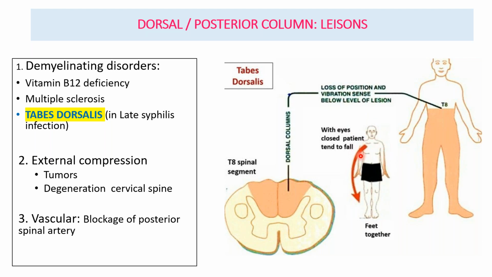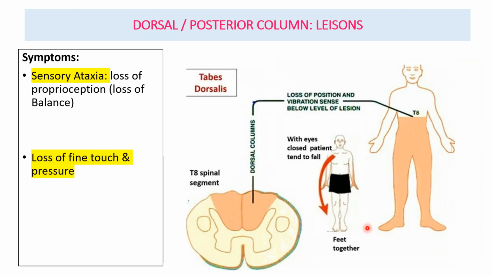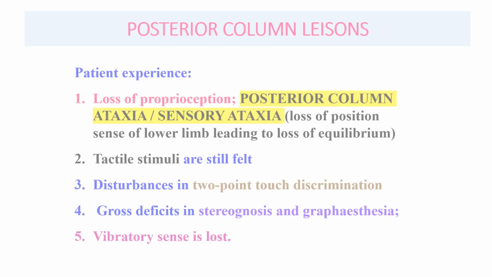Because conscious proprioception is also carried, when the patient's eyes are closed, the patient will fall because proprioception has been lost. So these are the sensory symptoms, called sensory ataxia, which I was talking about, due to loss of proprioception. And remember, if one side is cut, the contralateral, opposite side will be affected. Okay? So loss of fine touch, pressure, and sensory ataxia: these are the symptoms with which the patient will appear.